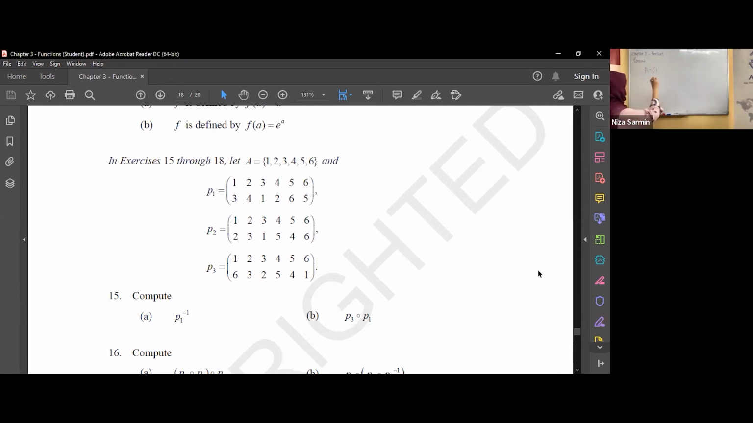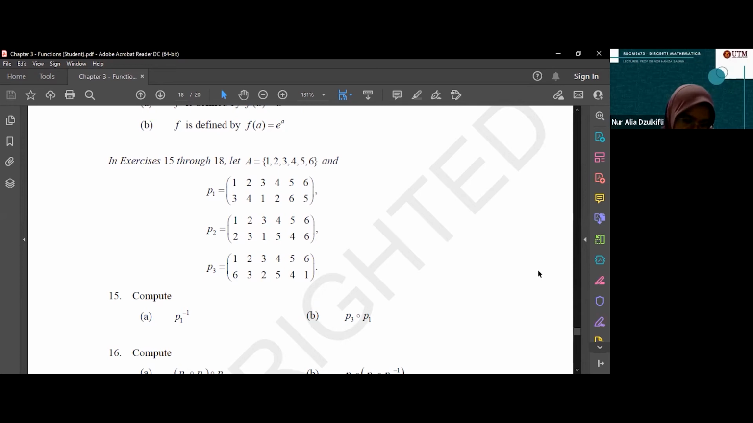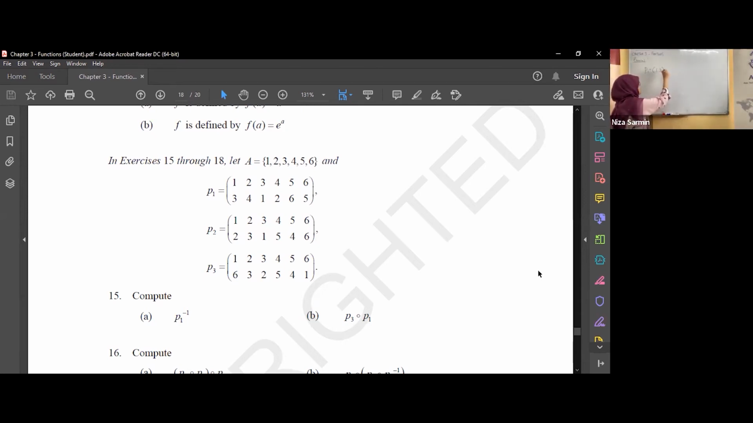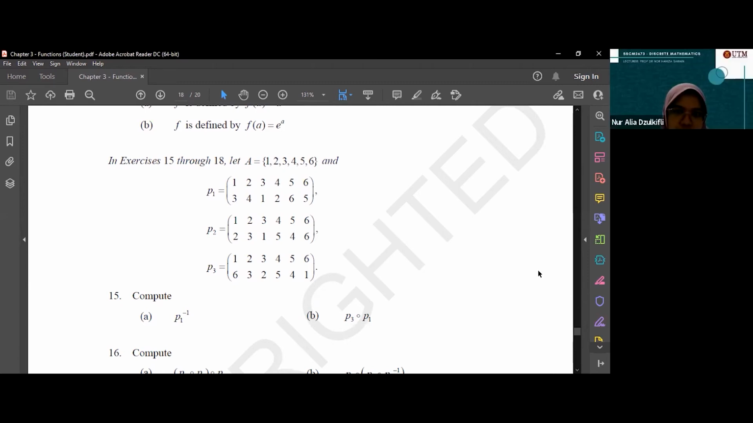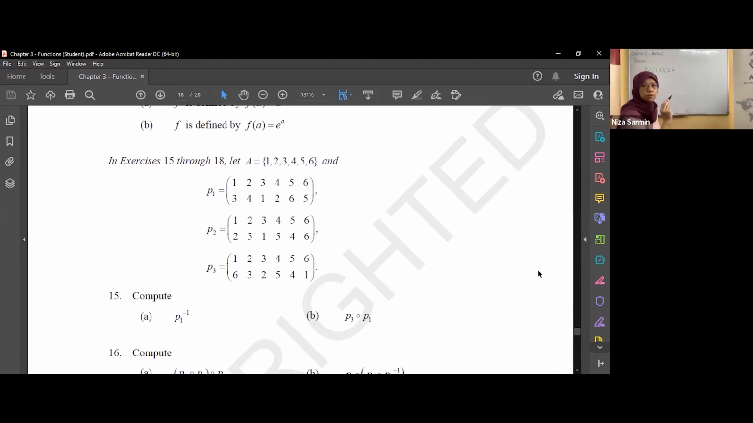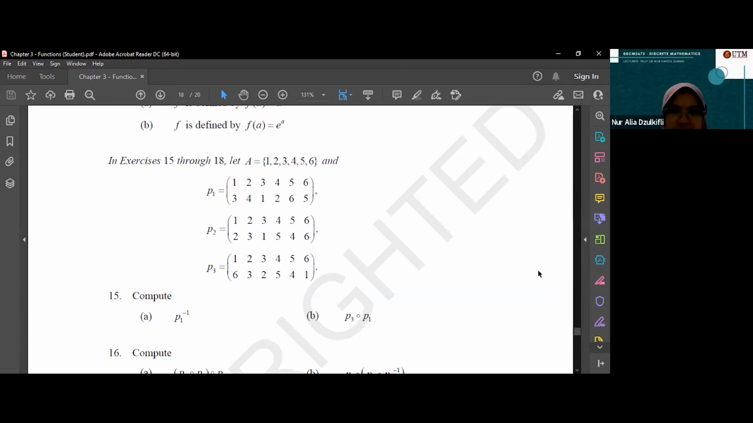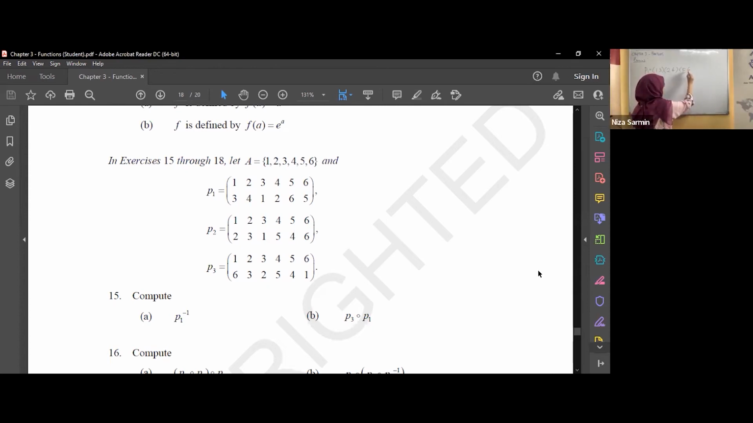1 goes to? 3. Then 3 goes to? 1. So we close, yeah? What is the next number? 2. 2 goes to? 4. And 4 goes to? 2. Okay, close again. What's the next number? 5. 5 goes to? 6. And 6 goes to? 5. So this is P1.